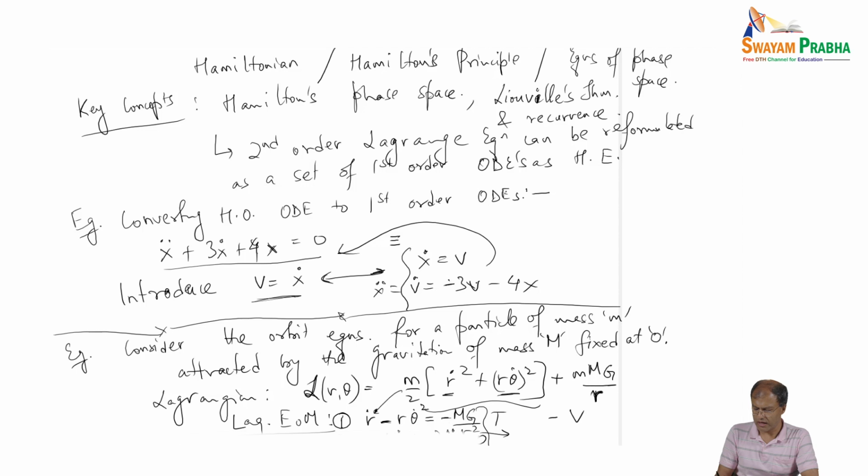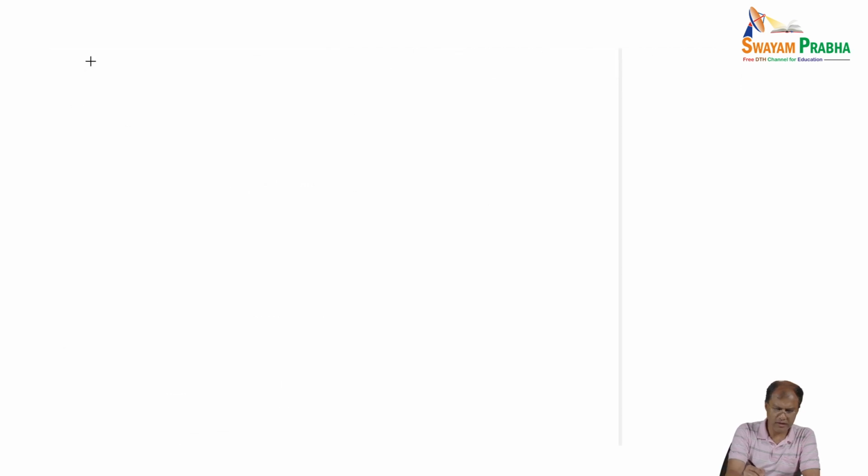Now both of these equations of motion are second order. The first is second order in r, the second is second order in theta. So now the question is, can we reduce and write these equations of motion as first order equations? Let me call this 1. Let us now introduce new variables: Vr given by r dot and v theta given by theta dot, right?